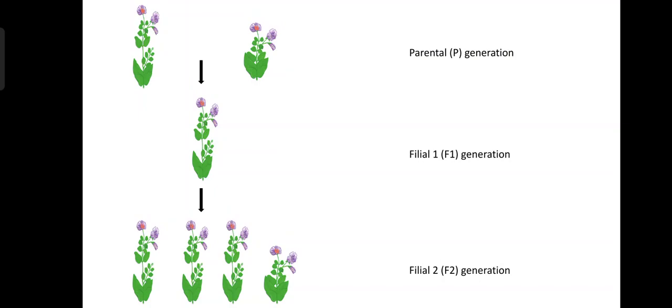So we will be calling this generation the F1 generation. What he did next was that he self-fertilized these plants from the F1 generation, and he observed that in the next generation, which we will be calling the F2 generation, there were both tall plants as well as short plants in a specific ratio. The ratio was 3:1. That is, for every short plant he observed 3 tall plants.